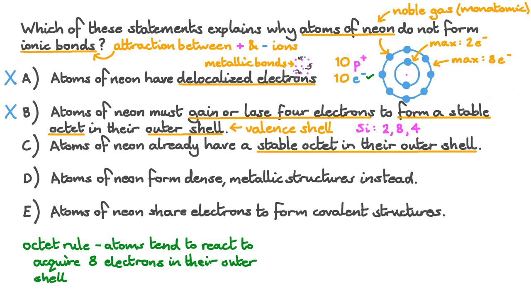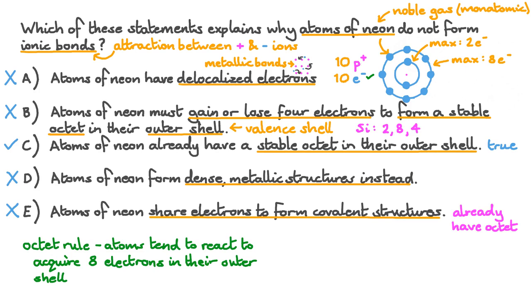Statement C says that atoms of neon already have a stable octet in their outer shell. This is true. The octet of electrons in the neon atom is particularly stable, so we don't see neon reacting to lose or gain electrons and form ionic bonds. However, just in case, let's have a look at the other 2 answers. We've already identified that neon is non-metallic. It's a monatomic gas generally, so the 4th answer is not correct. And atoms of neon won't form covalent structures and share electrons because they already have a full outer shell.